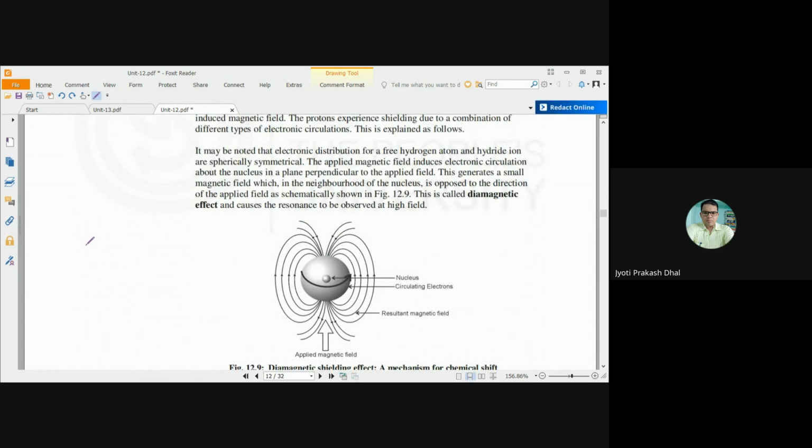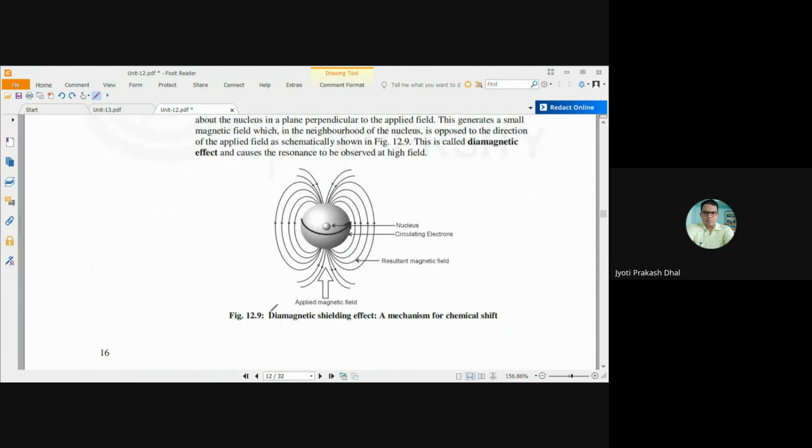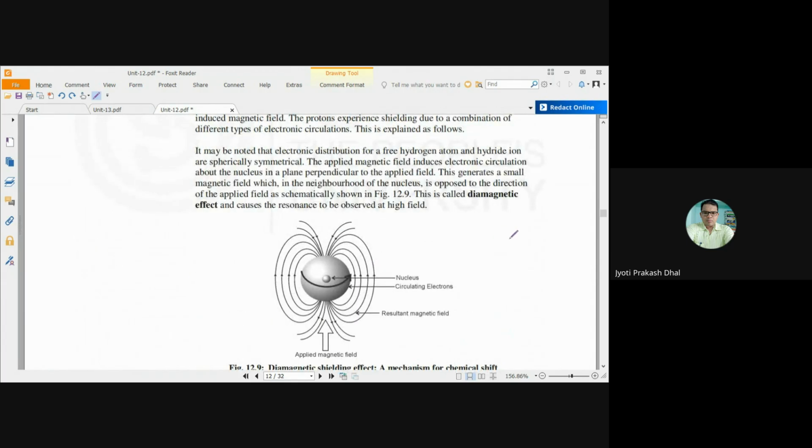It may be noted that the electronic distribution of a free hydrogen atom and hydride ion is spherically symmetrical. The applied magnetic field induces electronic circulation around the nucleus in a plane perpendicular to the applied magnetic field. This generates a small magnetic field in the neighborhood of the nucleus, but that is opposed to the direction of the applied magnetic field as shown in the figure.